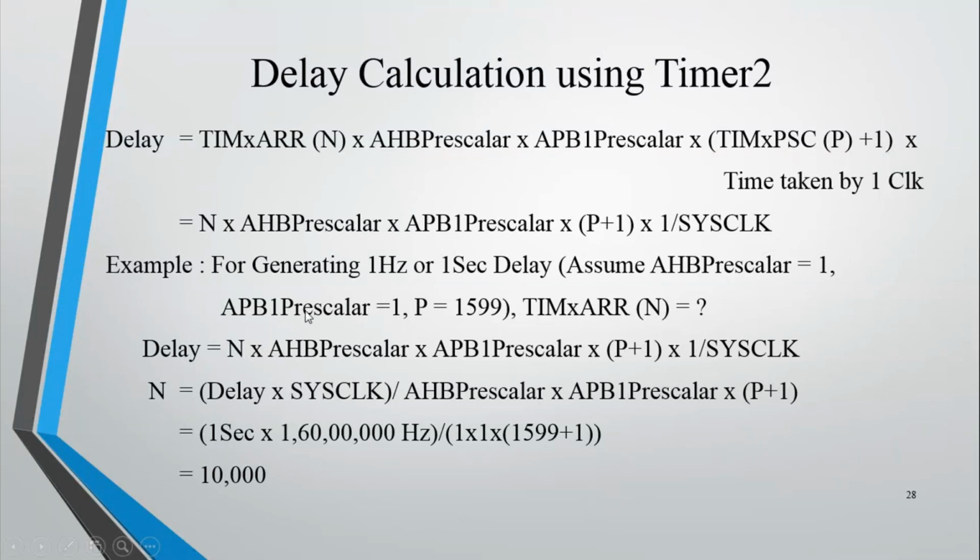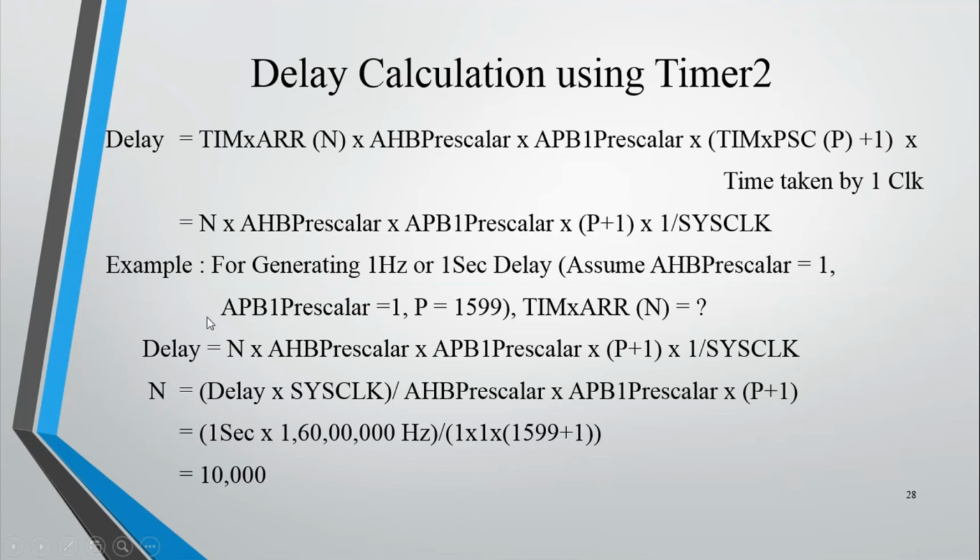So if you are taking an example, I need to generate a 1 second delay by using timer 2. We are assuming that the AHB prescaler is 1, the APB1 prescaler is also 1, and my timer prescaler, let it be say 1599. So what value should be loaded into the timer 2 auto reload register? How will you calculate that? By rearranging this equation. N is nothing but the value that is to be loaded here.